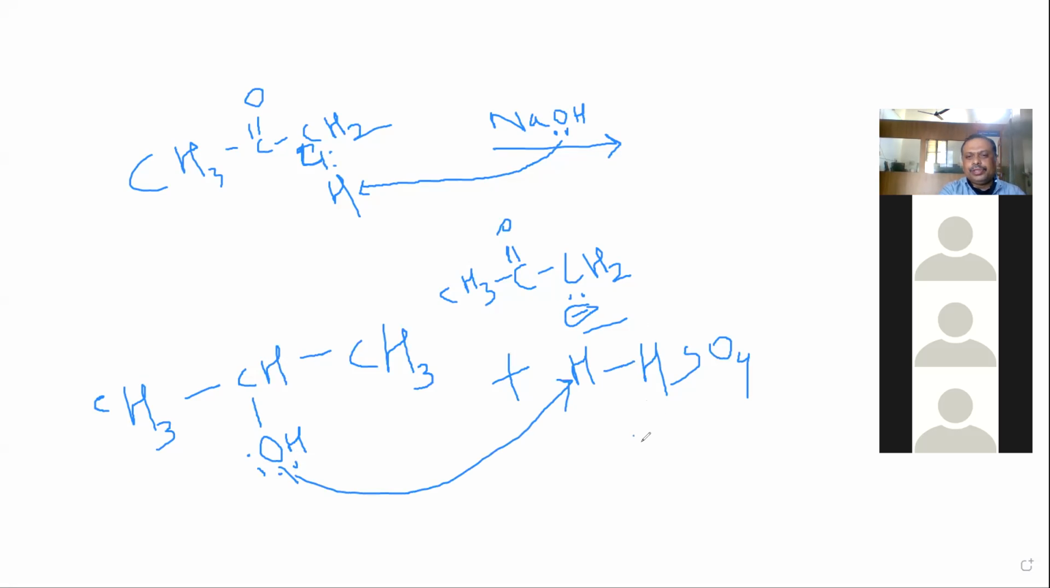And what intermediate forms? The intermediate formed is like this: CH3 CH OH2 plus, again CH3. The positive charge is present on the more electronegative atom, oxygen, and this is not favorable in chemistry. That is why, when the bond between carbon and oxygen breaks, the bond pair of electrons present between carbon and oxygen is shifted towards the oxygen atom. Why? Oxygen is more electronegative and has a strong tendency to attract the bonding electrons towards itself.